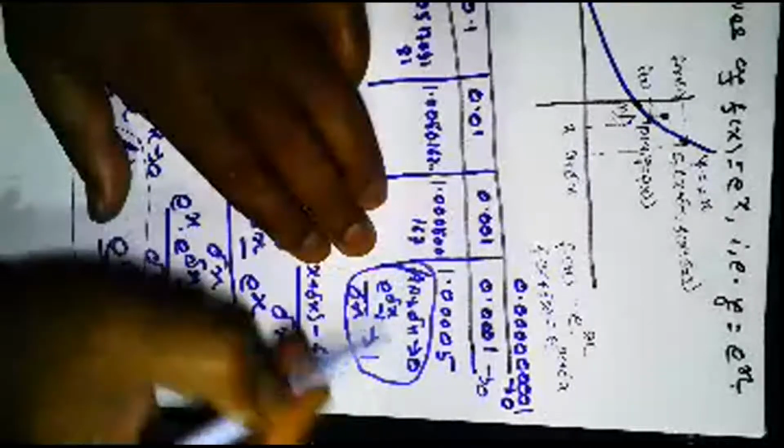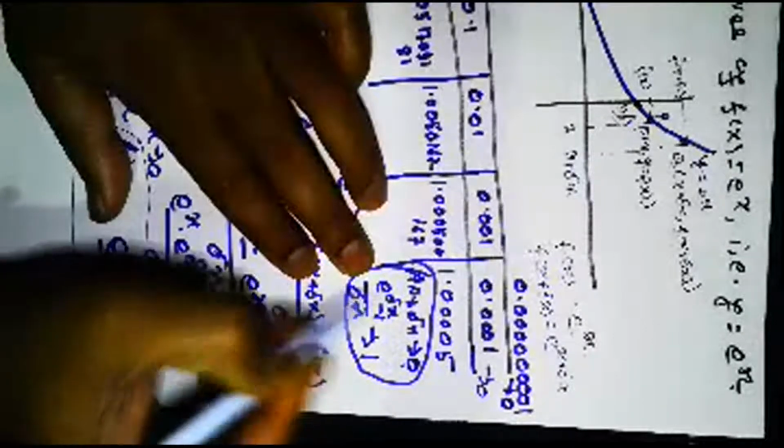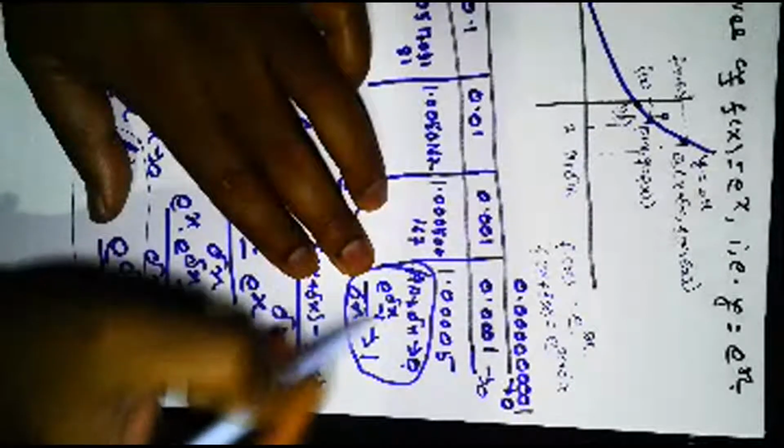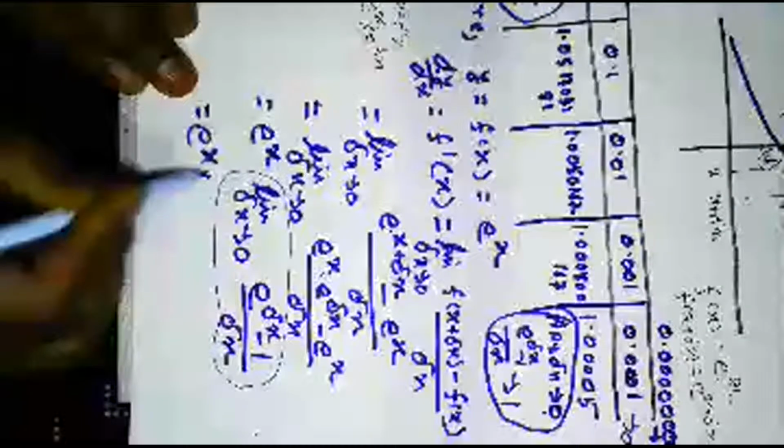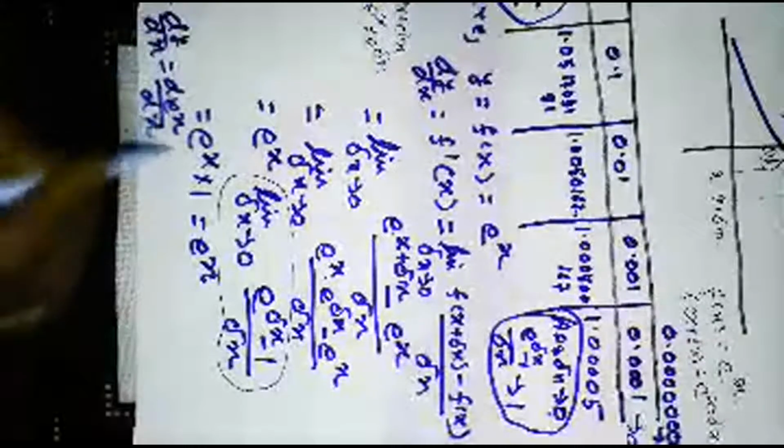So definitely when delta x tends to 0, the value of this term will be 1. So for the limit delta x tends to 0 of (e to the power delta x minus 1) by delta x, you can write this as e to the power x times 1, that is e to the power x. Therefore dy by dx, that is the derivative of e to the power x, is e to the power x itself. So there is no change in e to the power x. Now you can remember that the derivative of e to the power x is always e to the power x itself.